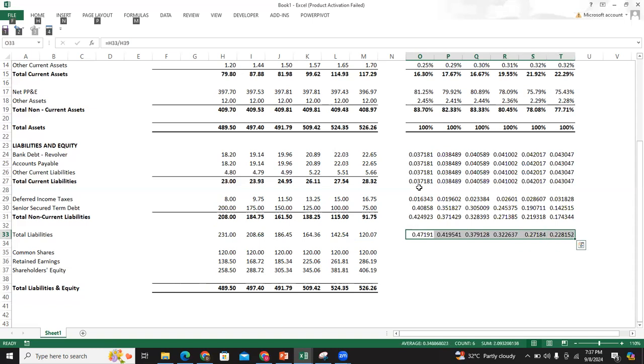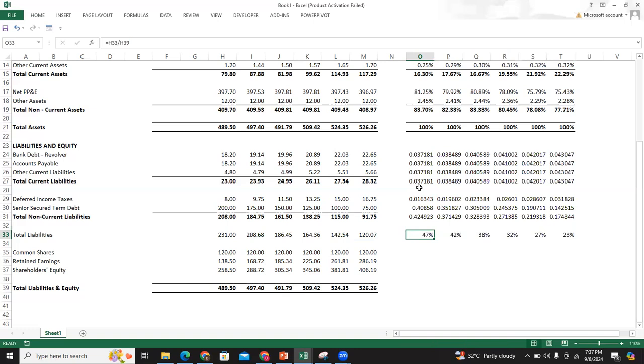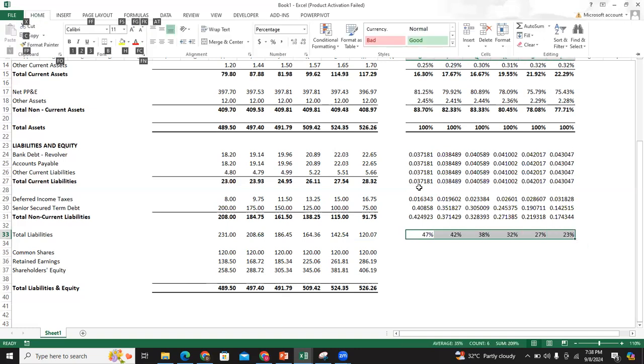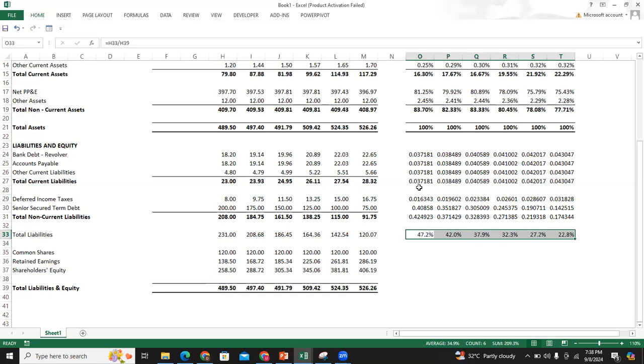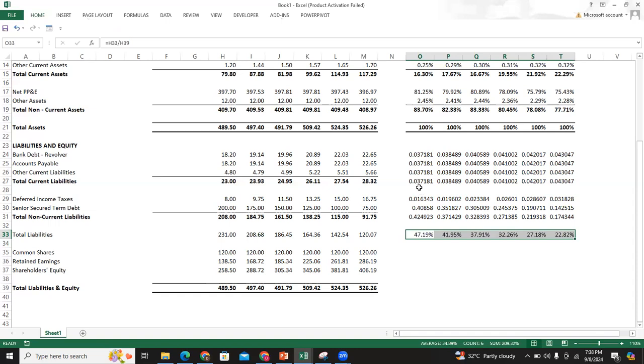Alt H, and then I'll be making it a percentage. For percentage, I need to press P for the percentage. Alt H, I want to increase the decimal. It will be asking me to press 0 for one decimal space. Again, Alt H, and then 0 for the second decimal space. I hope these shortcut keys are very effective for you to learn.